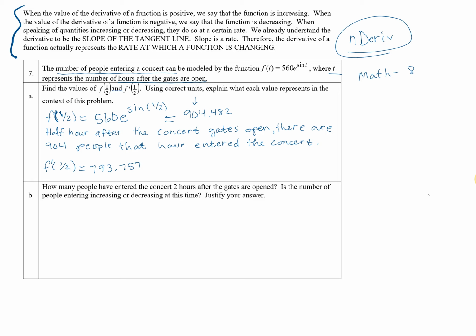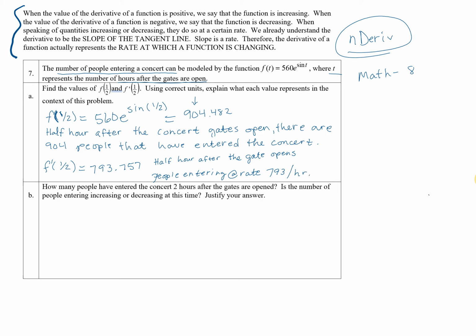And so what does that mean? It means that a half hour after the gate opens, people are entering at a rate of 793 people per hour. So that's what that looks like.